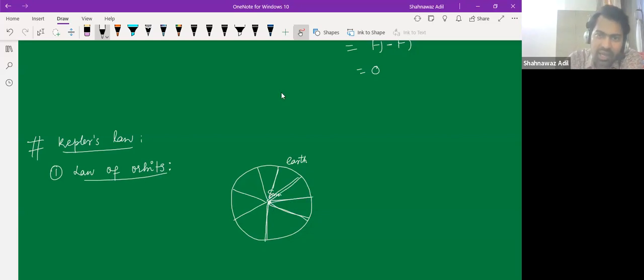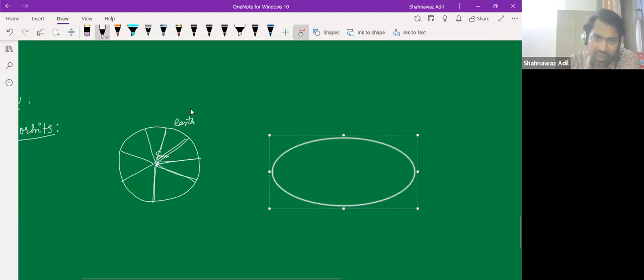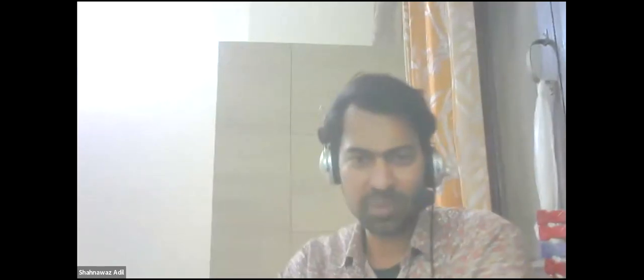But let's say I have this circle and I press it from above, right? So it will be in this shape, an elliptical shape. So this shape is called the ellipse, right?